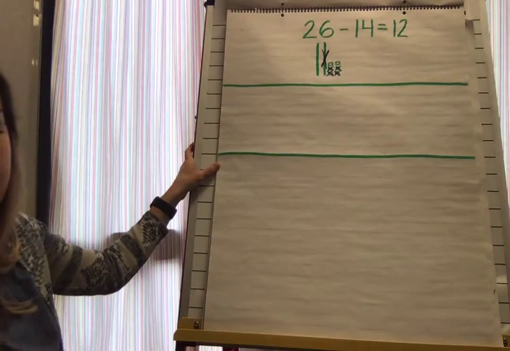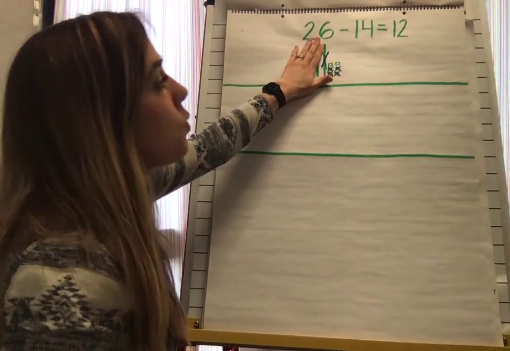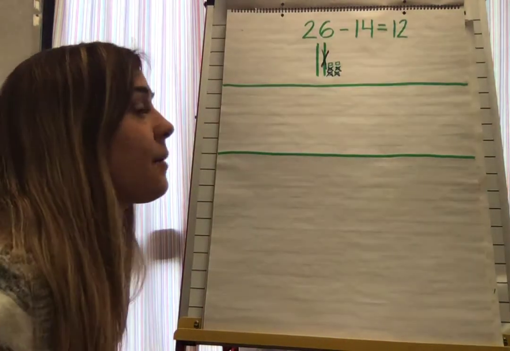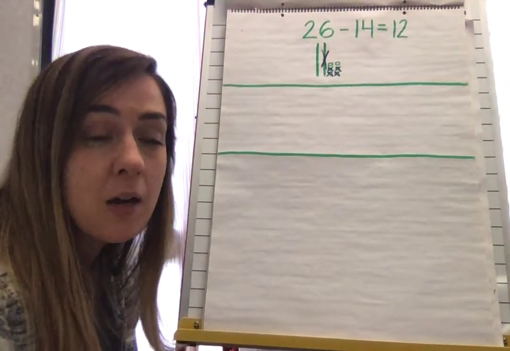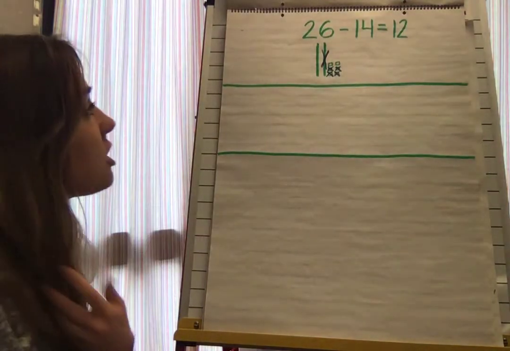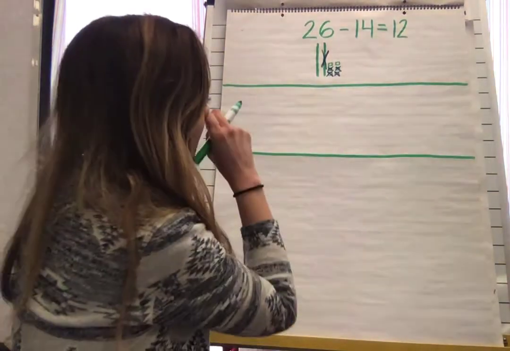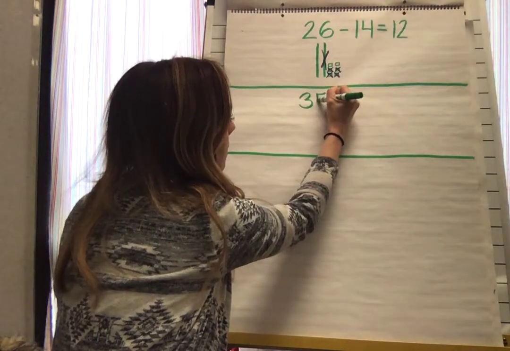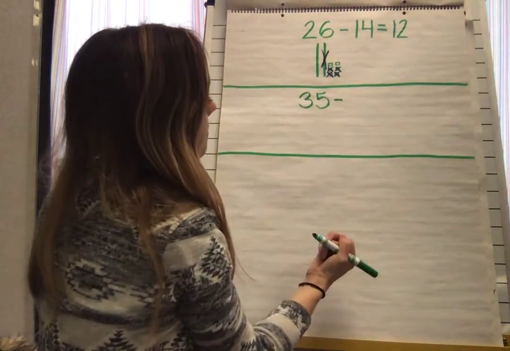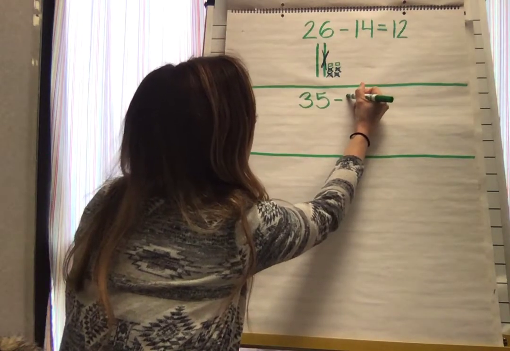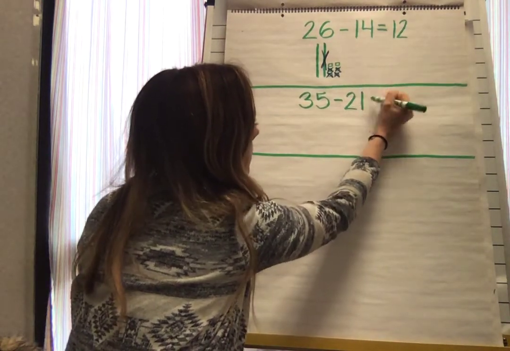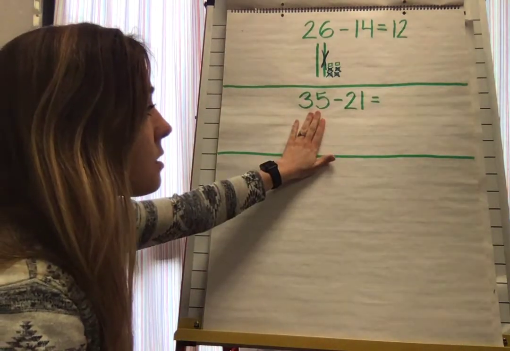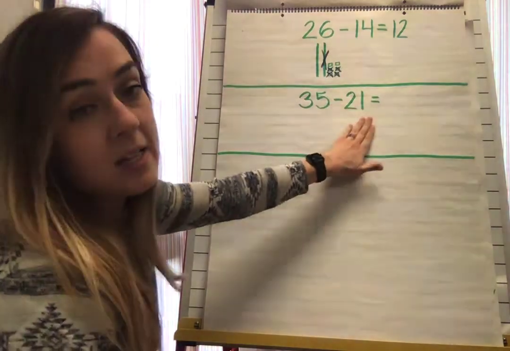So on your paper, you're going to make your paper look like mine. We just did 26 minus 14 equals 12. Now I told you that in a subtraction problem, the bigger number always has to go first. So in this problem, I want to know what 35 minus 21 equals. Okay, so my bigger number is first minus my smaller number.